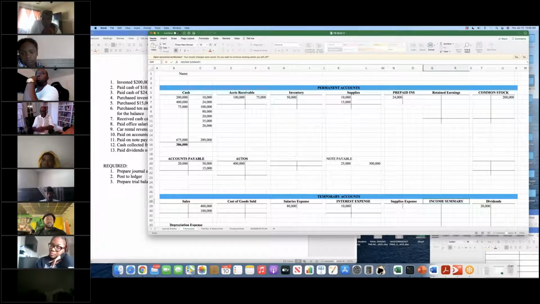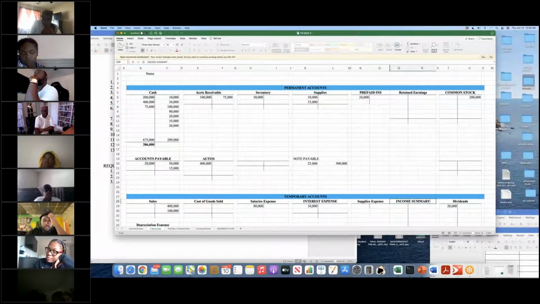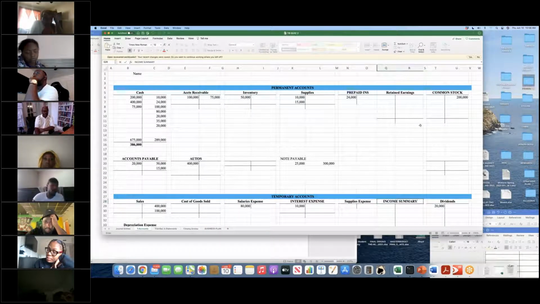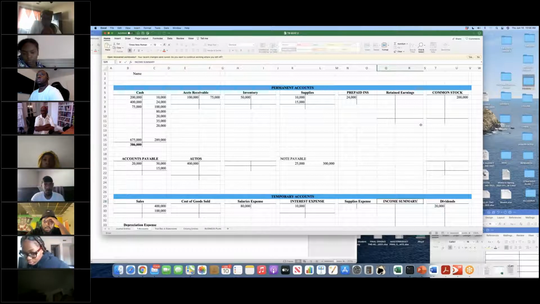Okay. It's time for y'all to get to work now. Do me a trial balance. So I got this up for you. You all are now going to do a trial balance in order that balances. Are there any questions by anyone? How long should it take you to do this trial balance? I'm going to give you all 10 minutes.